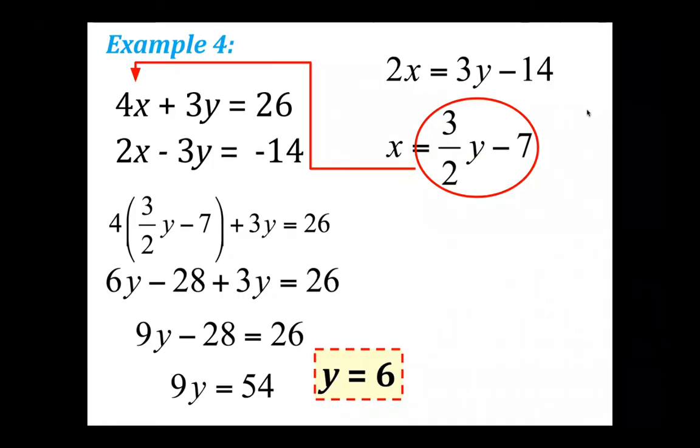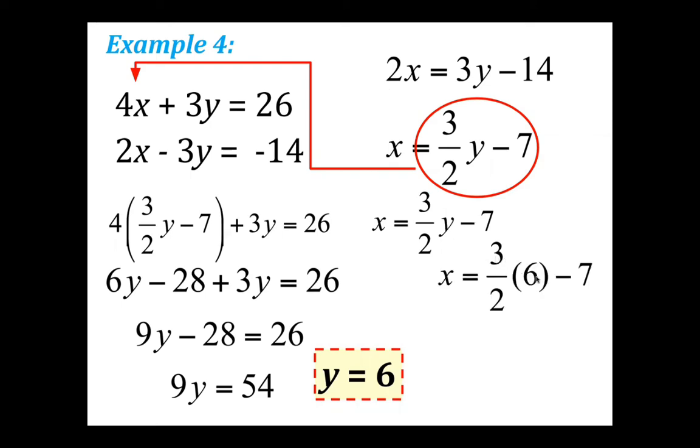Now that you have your y value, you can go ahead and plug it into one of the original equations to find your x value. Again, I'm going to use this rearranged equation that we had in the beginning. Again, it's still an original equation, it's just rearranged to a certain variable. And since it's already set to x, we just have to plug in our y value, simplify, and we have our x value. So taking x equals 3/2 y minus 7, I'm going to plug in 6 for y.